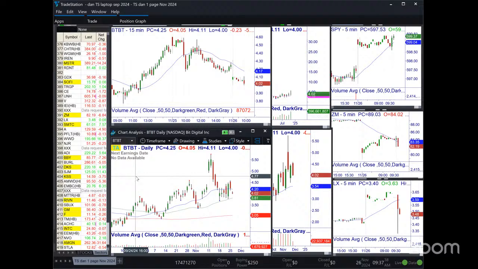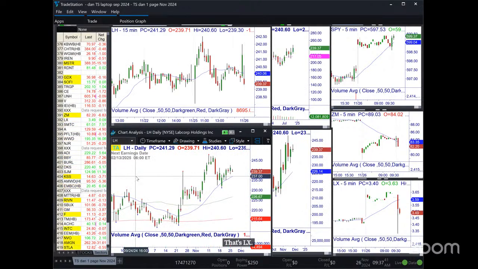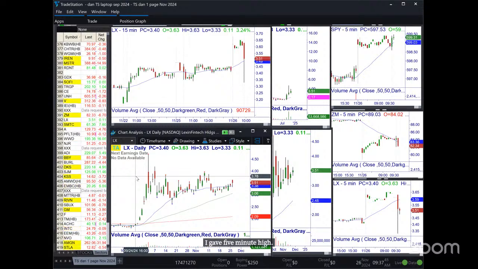This LX, I gave it a 5-minute high, which is fine. It's fine if it triggers. I don't think it will.